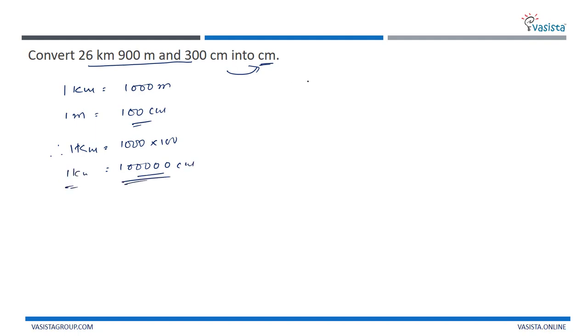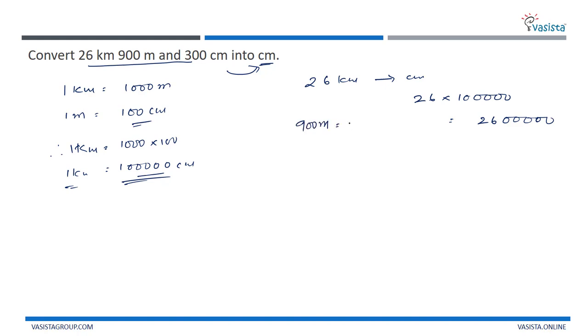Now we have to convert 26 kilometer, which they have given, into centimeter. That is 26 into 1 lakh, which is going to be 26 lakhs. 1, 2, 3, 4, 5 zeros: unit, tens, 100, 1000, 10,000, a lakh, 10 lakh. So 26 lakh centimeter.